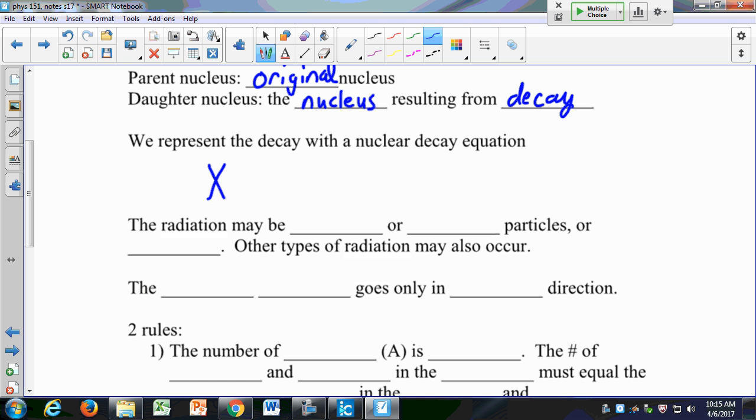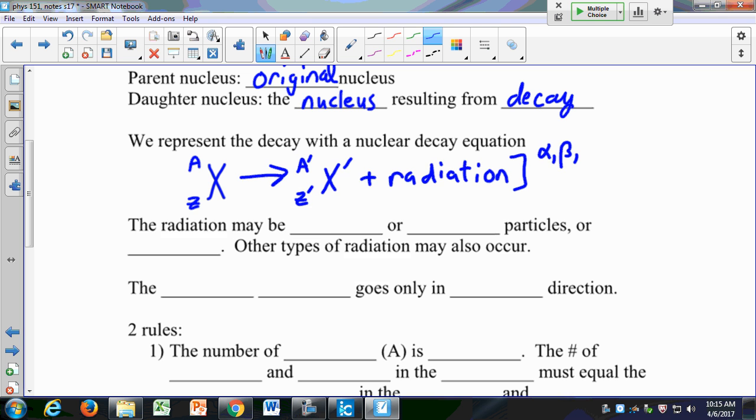It'll have your element, whatever it might be, carbon, uranium, plutonium, with your numbers A and Z, your atomic mass and your atomic number, and then it goes to some new element. I'll just call this X prime, A prime, Z prime, plus some radiation. And remember, radiation can include my alpha, beta, or gamma rays. So I say radiation, but we are including those alpha and beta particles, which are really just tiny little particles that have a lot of energy.